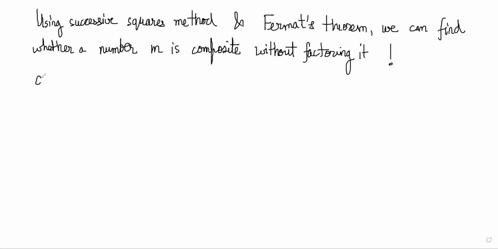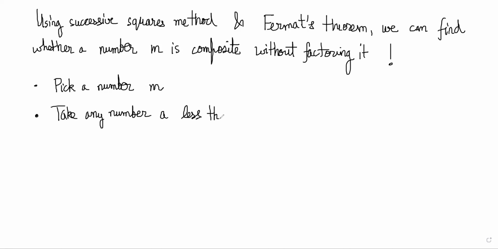So let's pick a number m. We have to figure out whether m is composite or not, right? Now the steps involved are these. Take any number a less than m, and calculate the GCD of a and m. This GCD can be calculated by Euclid's method, the division algorithm, right?